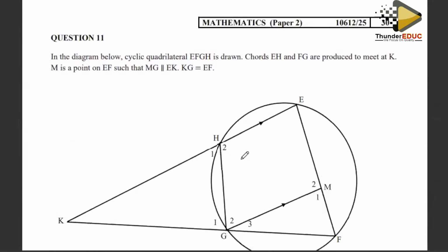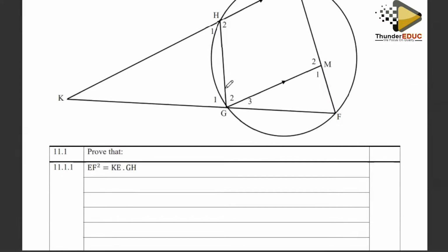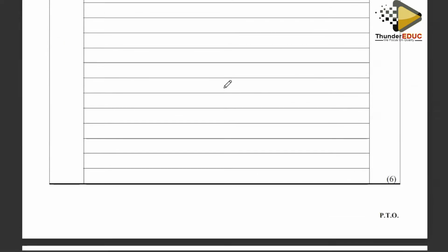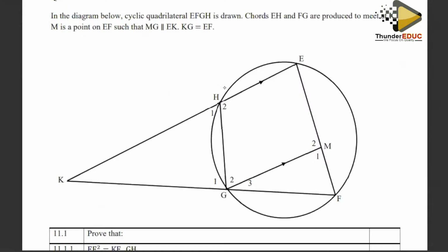All right, question 11, the last one. In the diagram below, we have a cyclic quadrilateral EFGH. Okay. Then chords EH and FG are produced to meet at K. Okay. M is a point on FG such that MG is parallel to EK. Prove that KG is the same as EF. Now they want us to prove this. 6 marks.